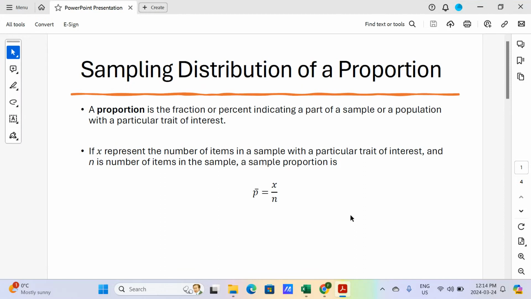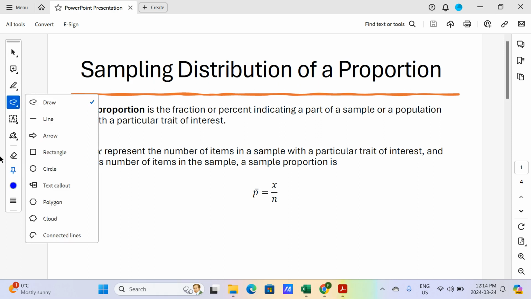In this video, we are going to talk about sampling distribution of a proportion. But what is a proportion? A proportion is a fraction or percent of a sample or population with a particular trait of interest. Let me explain with an example.